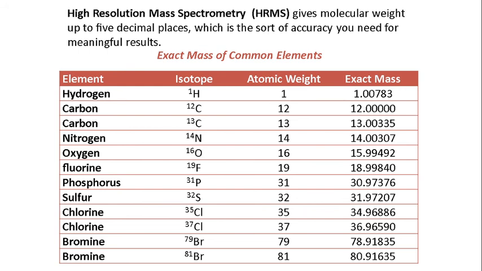Look at the element hydrogen. Its atomic weight is 1, but the exact mass measured by HRMS is 1.00783. In case of carbon 13, its exact mass is 13.00335. In case of phosphorus 31, its exact mass is 30.97376. So up to 5 decimal places we can measure the exact molecular mass of any compound.